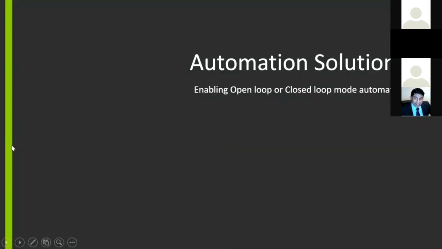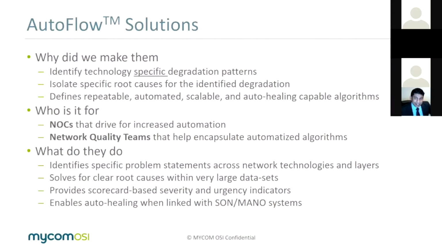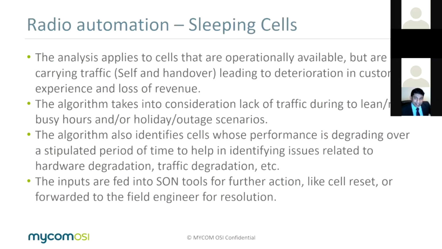Then we move into the next level of the pyramid with automation solutions enabling open loop and closed loop automation capabilities. So fundamentally, I'll start with some scenarios on radio automation and then move into CS core and PS core automation capabilities that we are providing to our customers today.